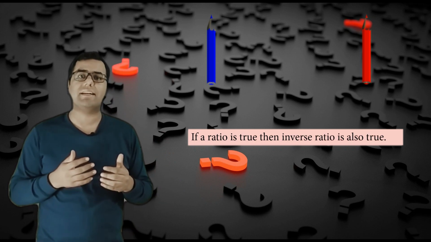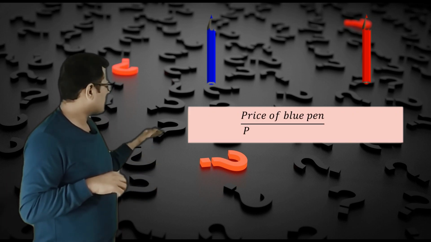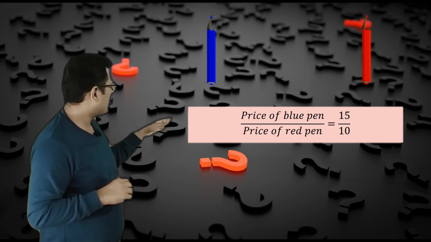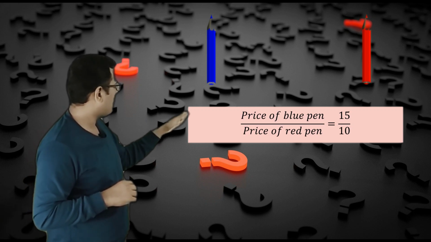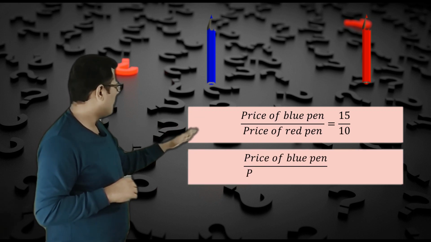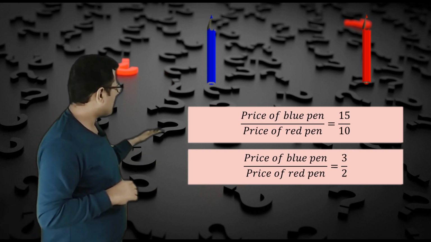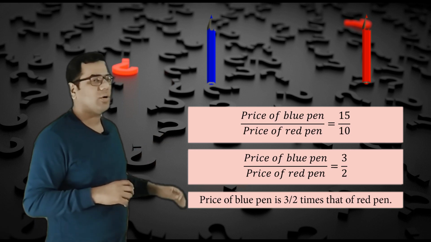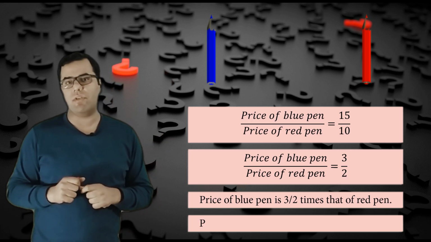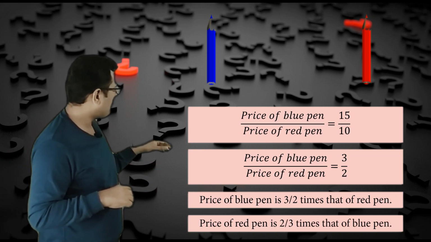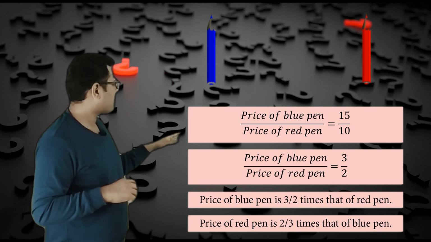What I mean when I say that the inverse ratio is also true is this. Suppose you invert the whole thing and write the price of the blue pen divided by the price of the red pen equals 15 by 10. You simplify this fraction, 15 by 10, and it comes to 3 by 2. You can also write in linguistic terms that the price of the blue pen is 3 by 2 times the price of the red pen, or that the price of the red pen is 2 by 3 times the price of the blue pen.